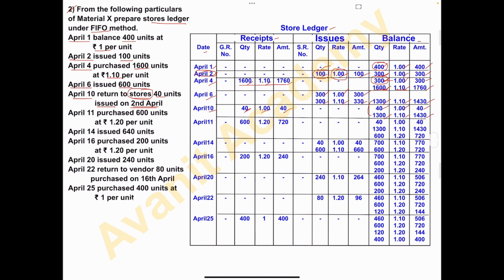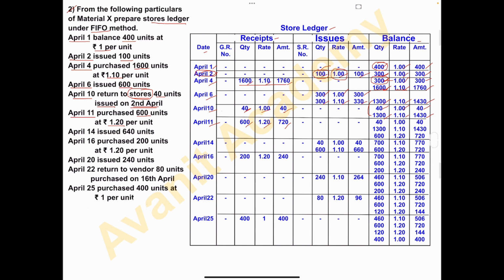Got this entry? Next entry is on April 11th. Purchased 600 units at rupees 1.20 per unit. Purchases we write in receipts. April 11th, GR number nil. How many units are purchased? 600 and rate per unit is 1.20. 600 into 1.20 and the amount is 720. Issues nil. Write the balance.